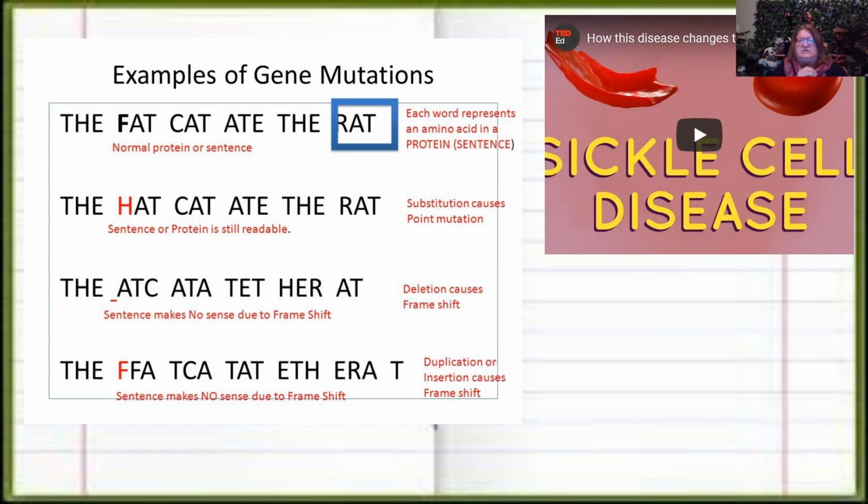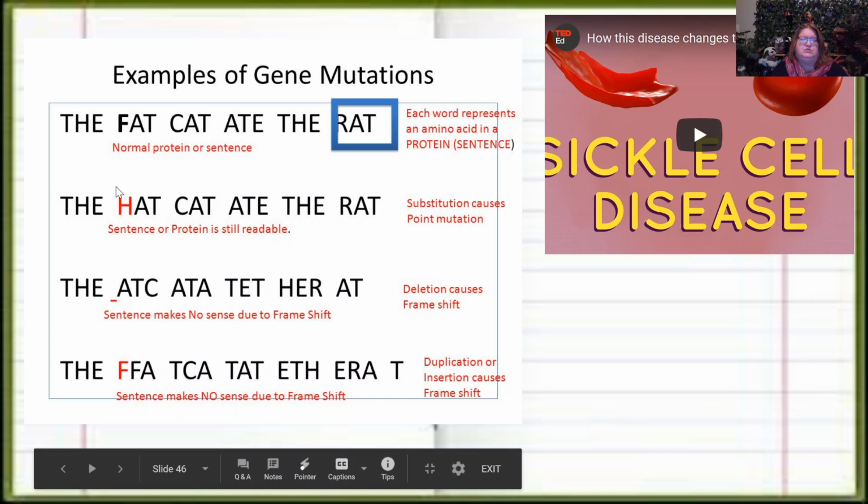One way to think about this would be if we make a very simple sentence like, the fat cat ate the rat. Now notice these are all 3-letter words. That's going to help us understand how we change it. If we only change the F to an H, we now have made the fat cat ate the rat to the hat cat ate the rat. And that would be a point mutation. We have changed one word because of that.